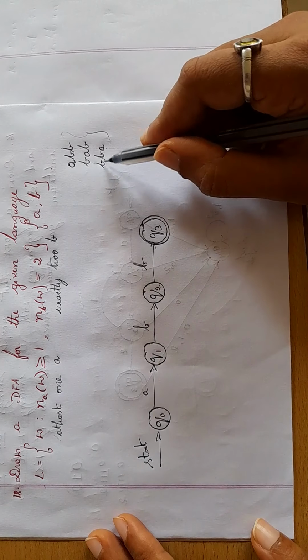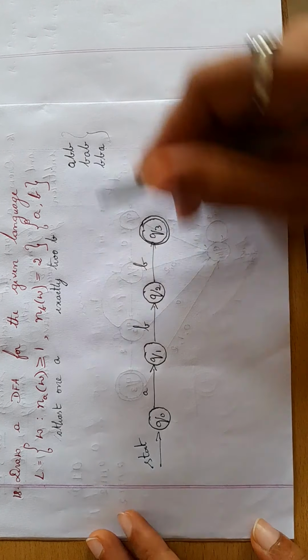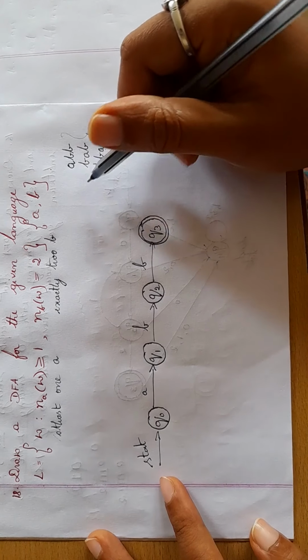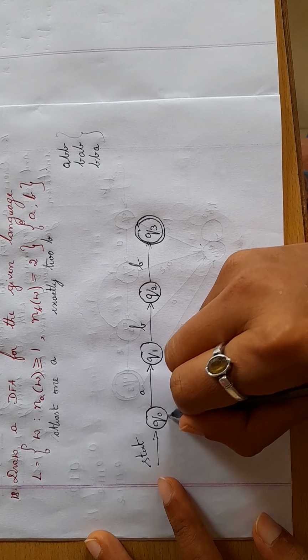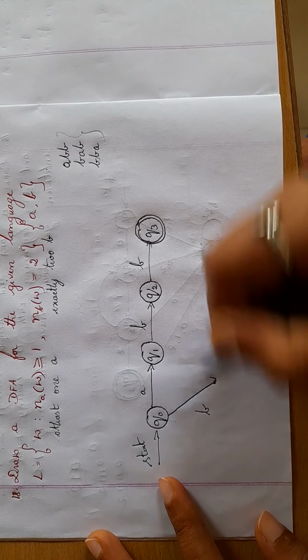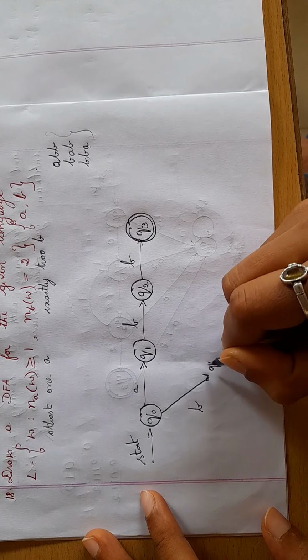Next I will consider B, A, B. So in the beginning I have B, this is the start state. From Q0 A is done, I need a B again. So I will take it to one more state. B. So Q3 is done. Here I will take Q4.